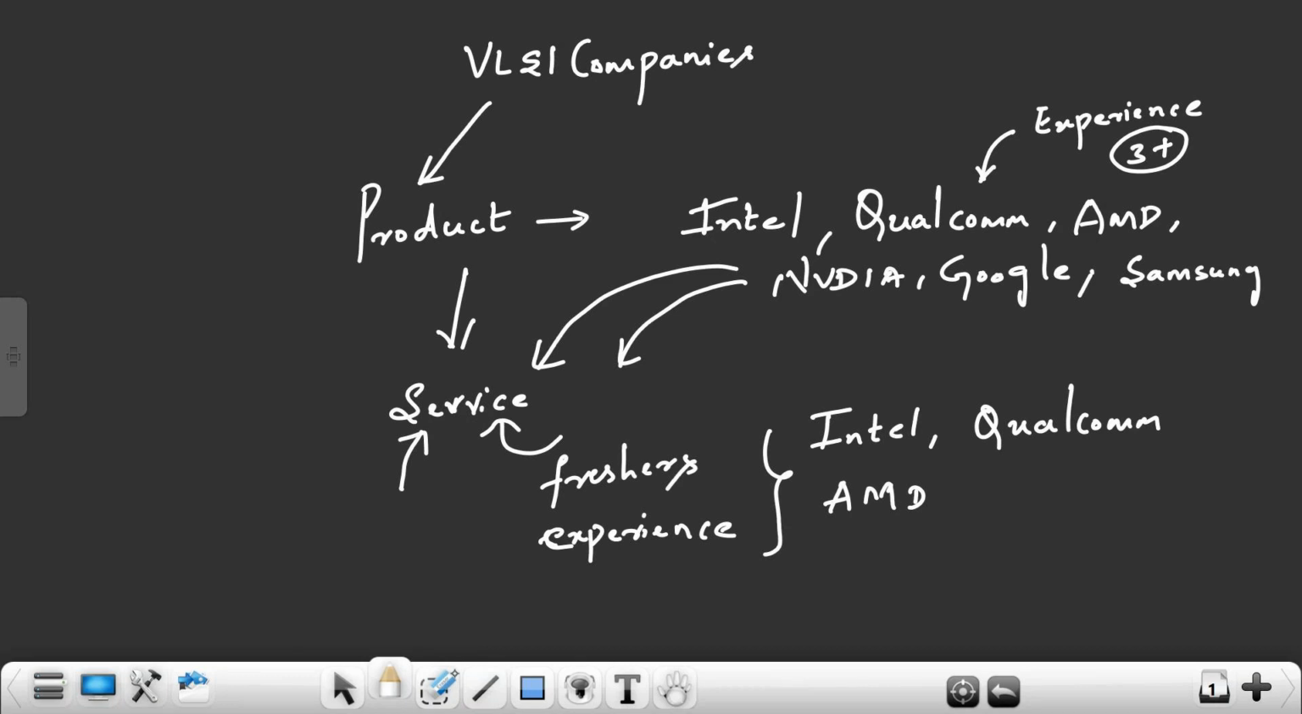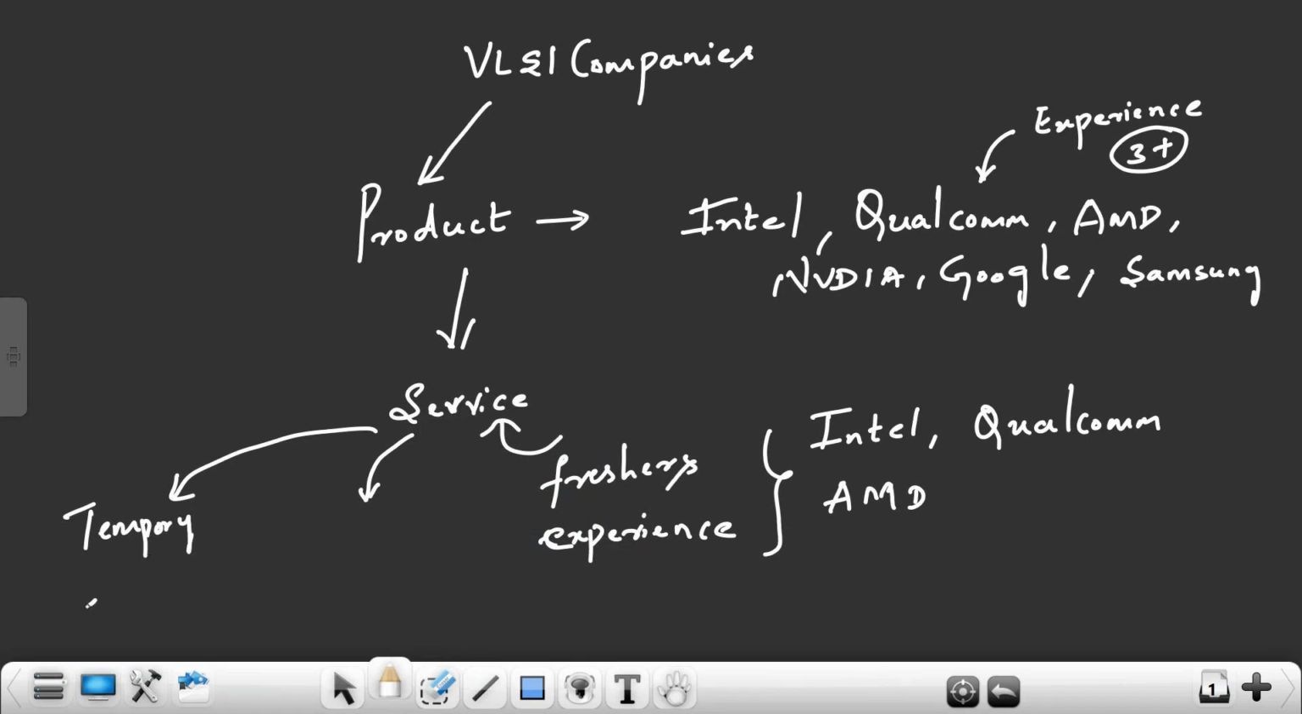Project again goes with 2 types. When you're working in a service-based company, there are 2 types of project, 2 types of employment. One is you are a temporary employee. The other is you're working as ODC.